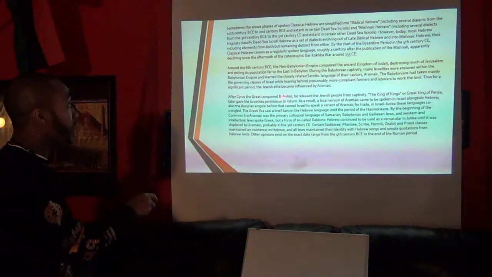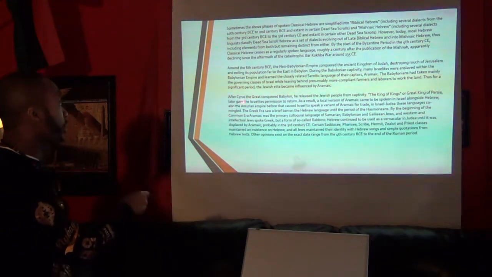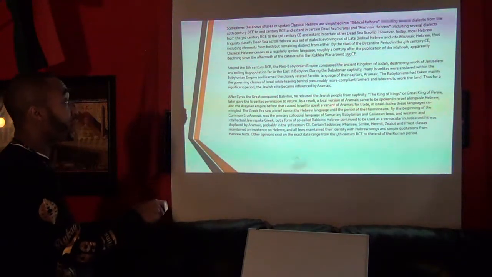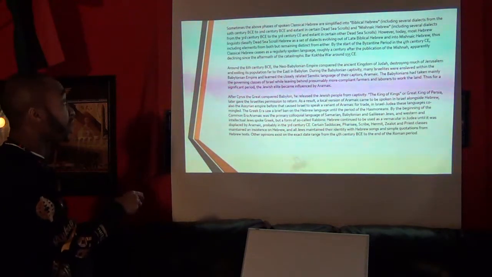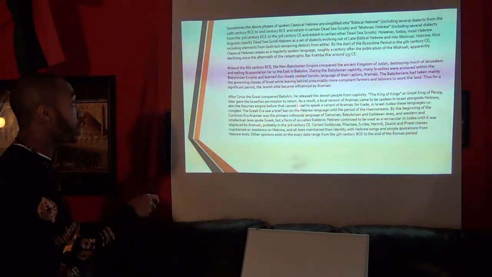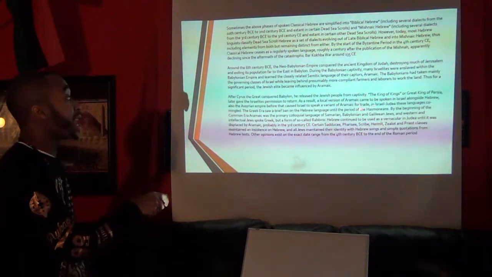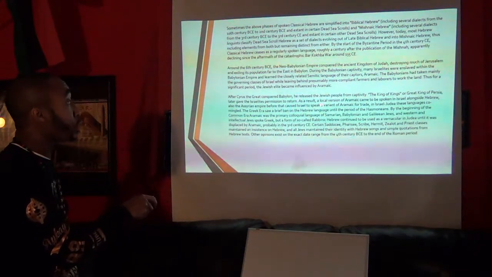After Cyrus the Great conquered Babylon, he released the Jewish people from captivity. The King of Kings, or the Great King of Persia, later gave the Israelites permission to return. As a result, a local version of Aramaic came to be spoken in Israel alongside Hebrew. Also, the Assyrian Empire before that caused Israel to speak a variant of Aramaic for trade, and in Israel and Judea these languages commingled. The Greek era saw a brief ban on the Hebrew language.